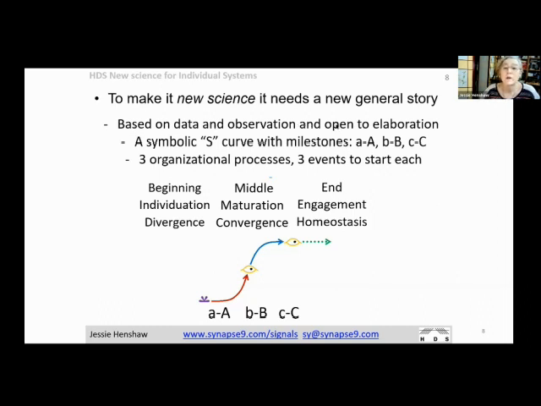So to make this new science, it needs to have a new general story. It needs to be based on data and observation and be open to elaboration. A symbolic S-curve with milestones AA, BB, CC, where each lowercase letter is an event and each uppercase letter is a period of development. The explosion period is the first one, then the maturation period is the second one, and then the engagement in the world is the third, going from compound growth to asymptotic growth to homeostatic growth of enterprise. Also beginning, middle, and end, individuation, maturation, engagement, divergence, convergence, homeostasis.